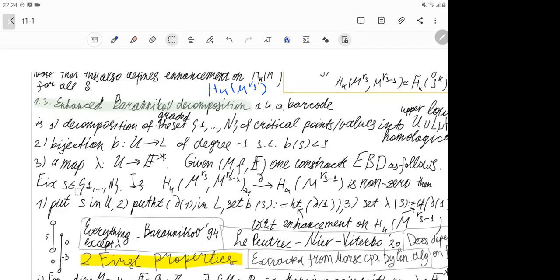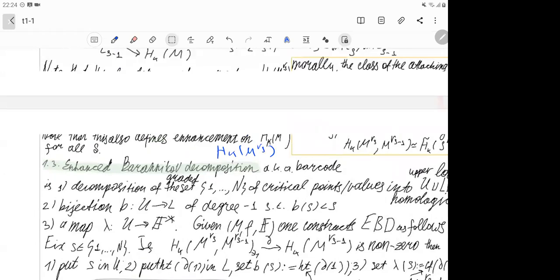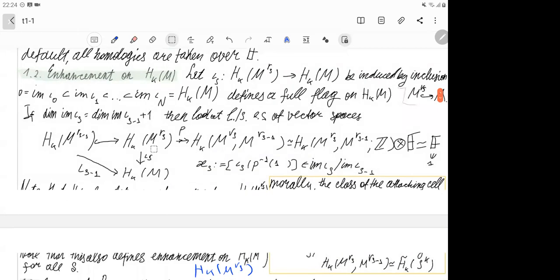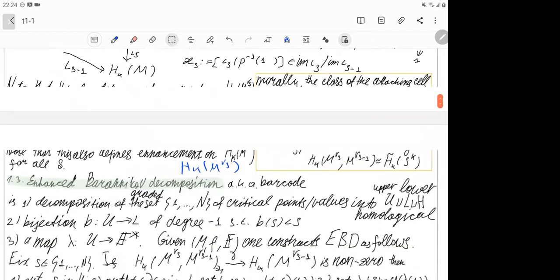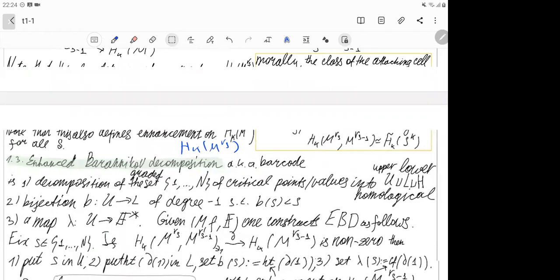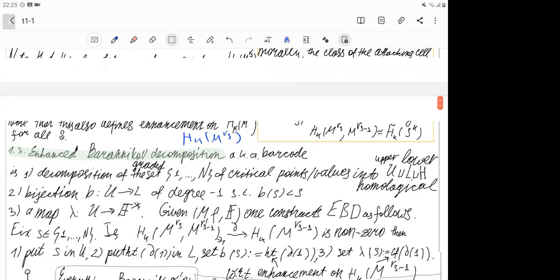I fix s, just as usual, the number. Now I consider another term of the already mentioned exact sequence. Here I considered this projection, but now I want to look at the next map, which is the differential from Hk of Mrs to Hk of Mrs -1. If it's 0, I don't care. If it's not, I do the following. First, I put s in U under this decomposition. Second, I put the distinguished element d of 1. You hear me? Right.